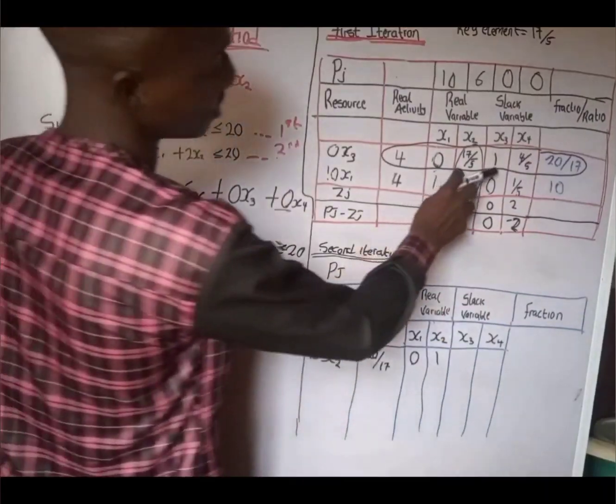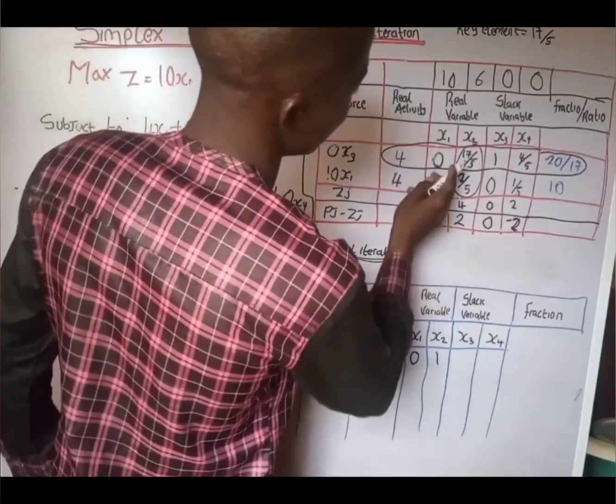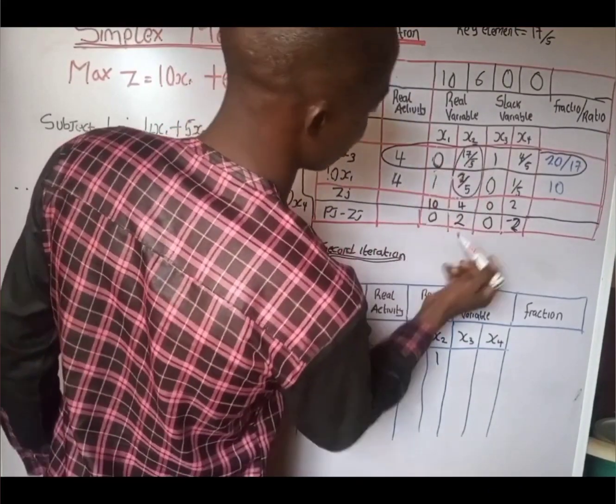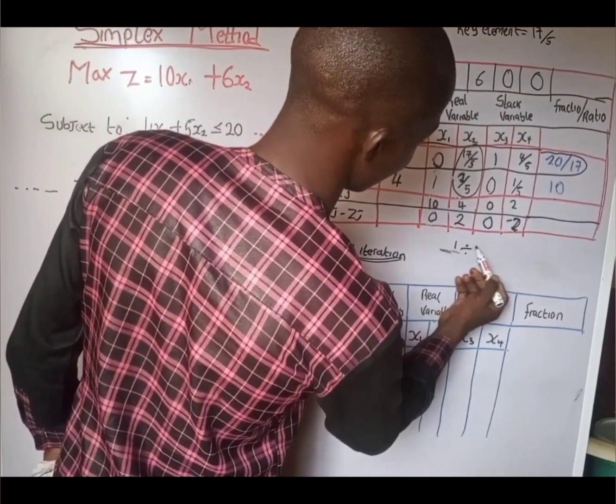Now, the real value of x3. So the next thing I'm going to be doing is to divide this 1. 1 divided by... Let me put this down so that you will not be confused.